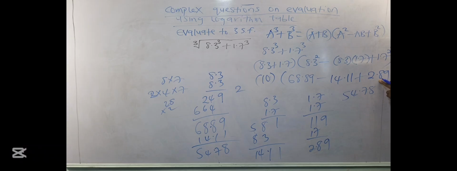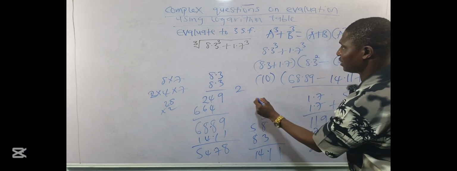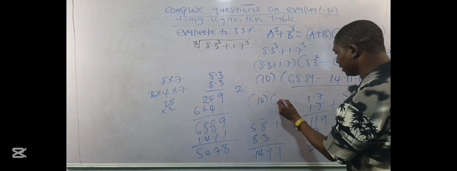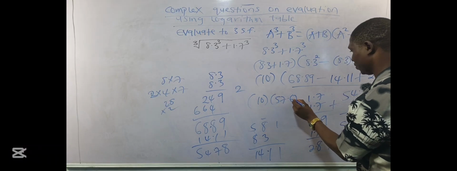And I'll add 2.89. 8 plus 9 is 17, 7 carry 1. 8 plus 8 is 16, 6 carry 1. 2 plus 4 plus 2 is 6, plus 1 is 7. And 5. So I have 57.67 as the answer when I solve this. So this becomes 10 in brackets 57.67.